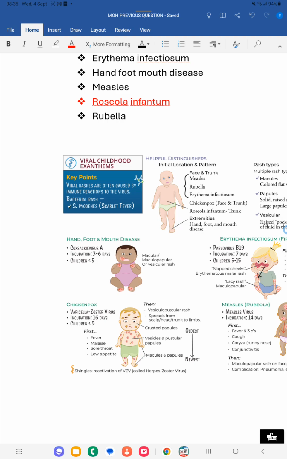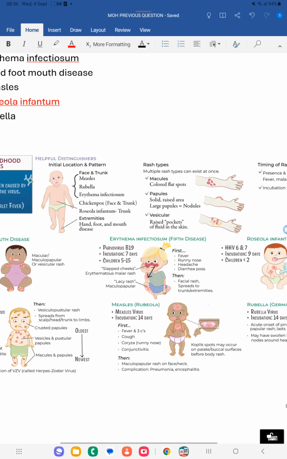Then chickenpox. The causative organism is varicella zoster virus. Incubation period is 16 days. Children less than 5 years old can get it. Along with the rashes, they will have fever, malaise, sore throat and low appetite. They will have crusted papules, vesicles, pustular papules, macules and papules. So you can see different types of rashes in the body. In chickenpox, the full body is affected.